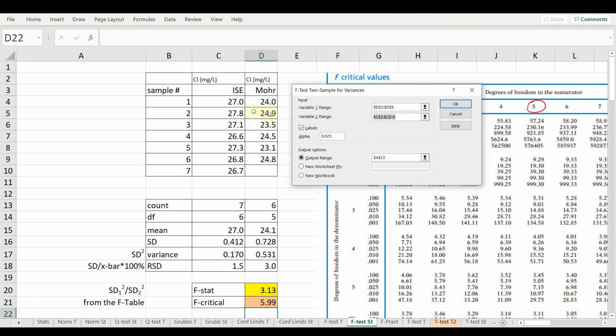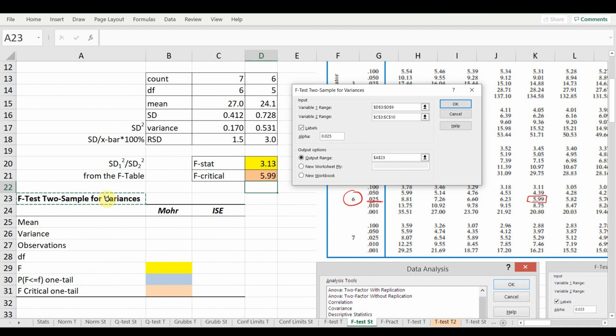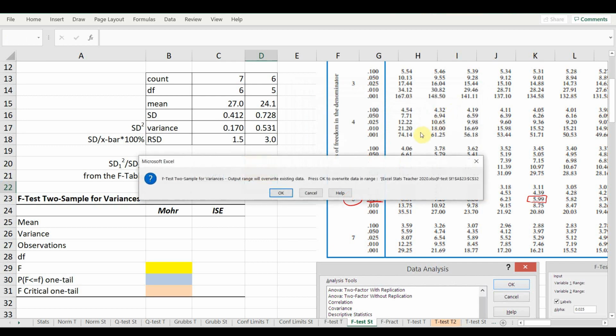Variable range 2 will be the data set with a lower variance. Make sure you check off labels and make sure you set alpha to 0.25. 0.5 is default, but we want 0.25. The reason is we're doing a two-tailed test, so we need to split our alpha value in two. For the output range, click in the cell here and select the cell that is in the top left corner of the range where it will display. Just make sure there's nothing below it and say OK. It's telling me it's going to overwrite existing data, and that's OK.